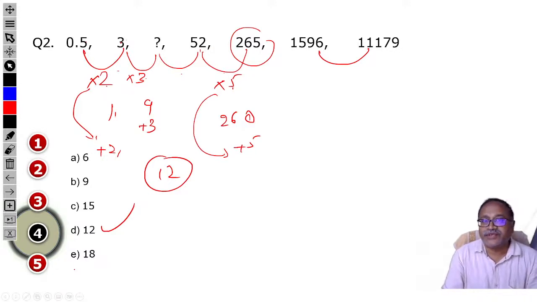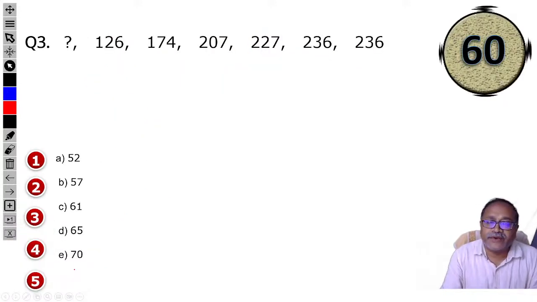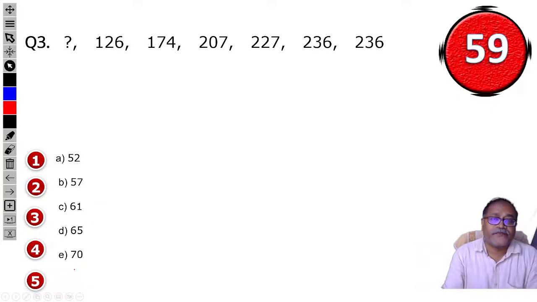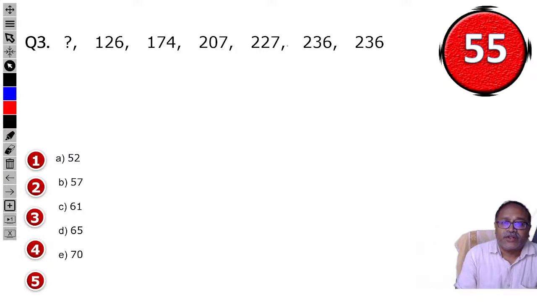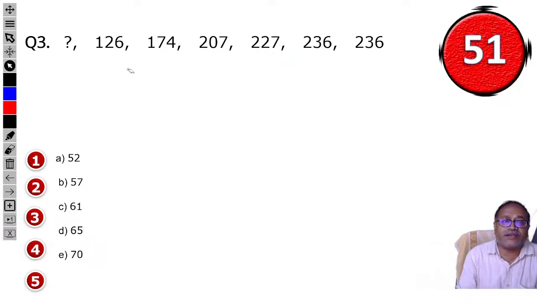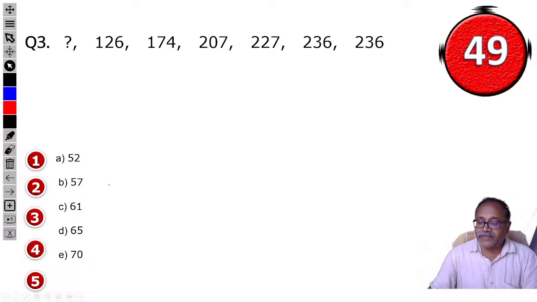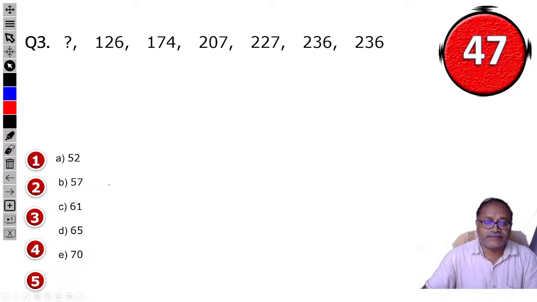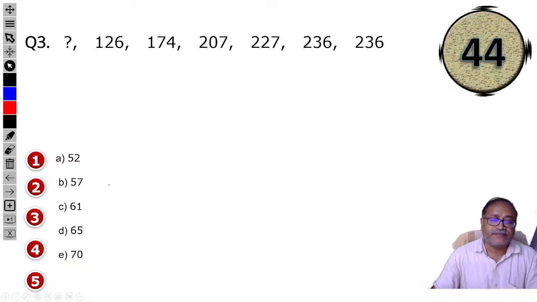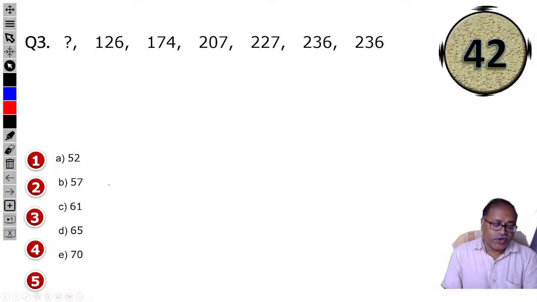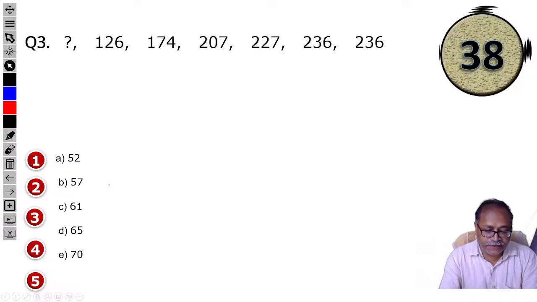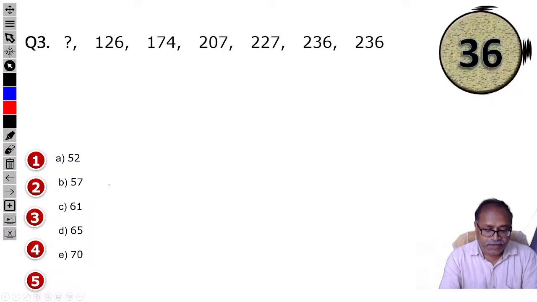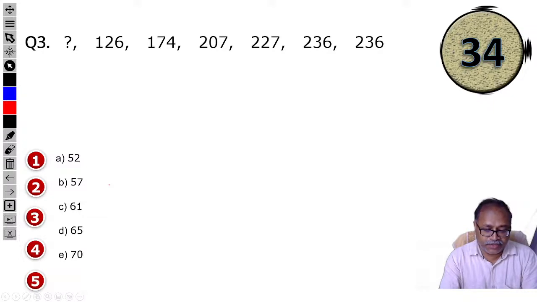Now, question number 3. Your time starts now. Upcoming bankers, look at the way it's increasing. Take the difference. Your answer is ready. Who will answer first? Will it be Pavani again, or Aman or Nilambad?